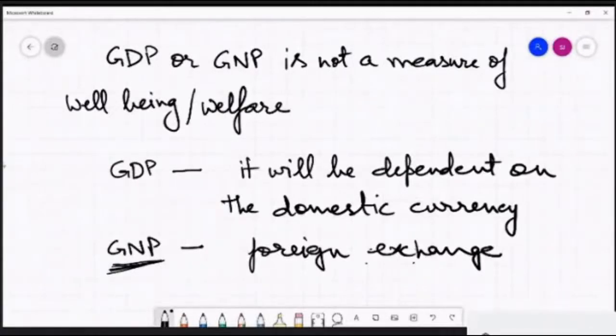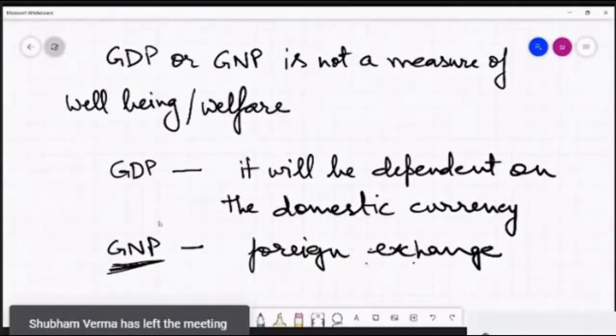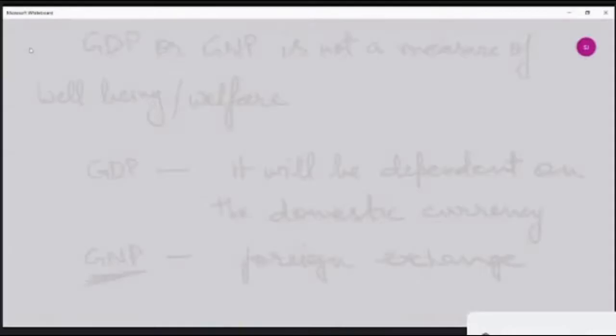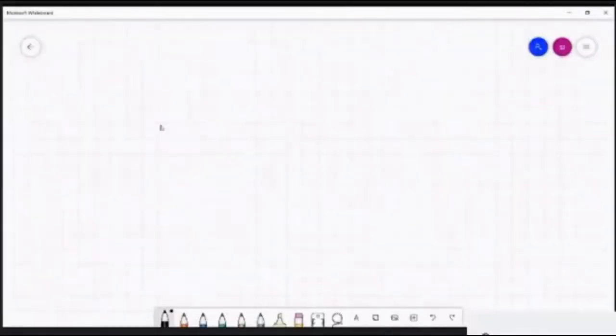So generally the growth of an economy depends on the domestic production. That is why you are considering GDP more. But definitely those countries which are more dependent on foreign trade, like for example USA, China, or European countries, because they export and import a lot, in that case GNP is much better. Okay, but this is just one argument. There can be several, but we are not going into that.